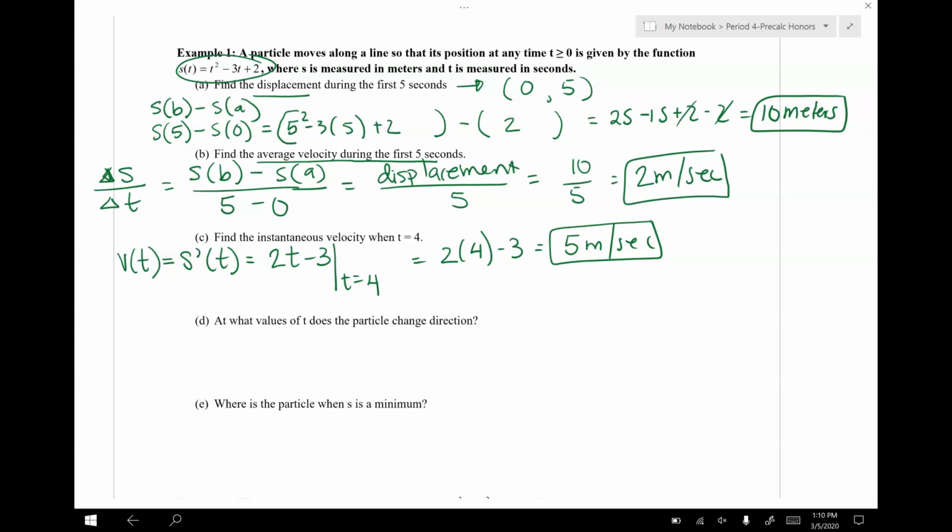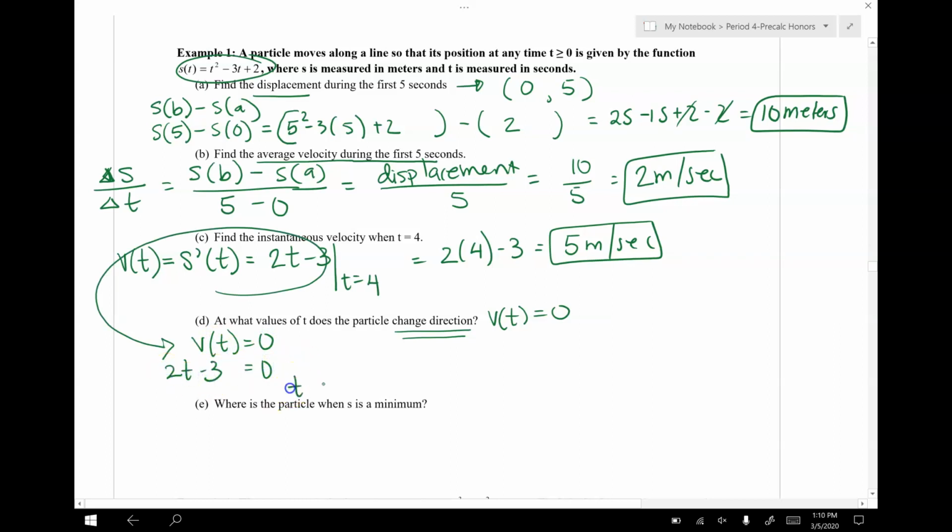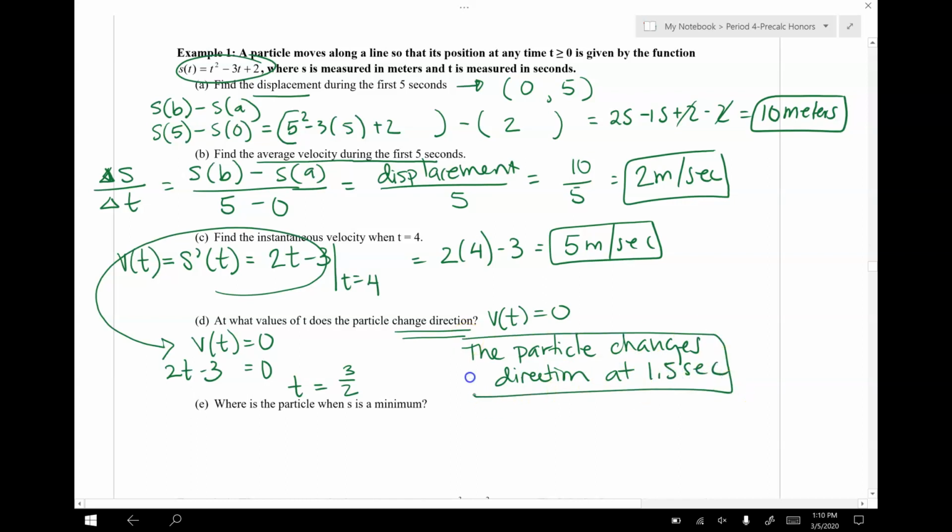D, at what values of t does the particle change direction? Based on your notes from before, it changes direction when the velocity equals 0. Velocity is right here. So velocity equals 0. That means 0 equals 2t minus 3. Solve for t. t comes out to be a positive 3 over 2. So the particle changes direction at 1.5 seconds, or you can write 3 over 2 seconds. Either one's fine by me.